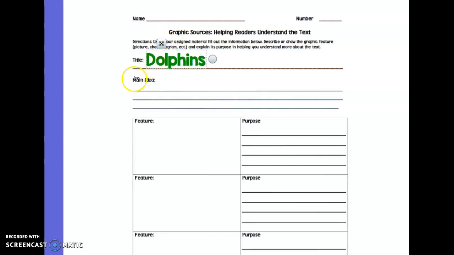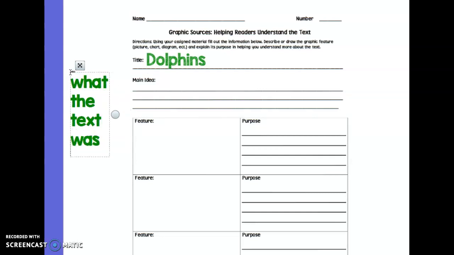This next section asks for the main idea, but since I haven't read the book yet, I'm not sure what to put there. Remember, when you're done reading the book, the main idea is what the text was mostly about. And it should be more than one word. My main idea cannot just be dolphins. I want to think, what did the author want me to know about dolphins?